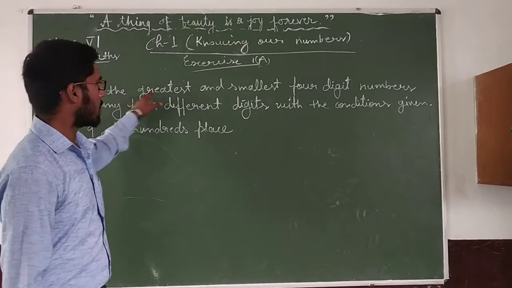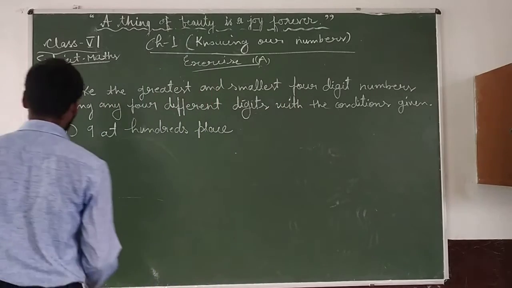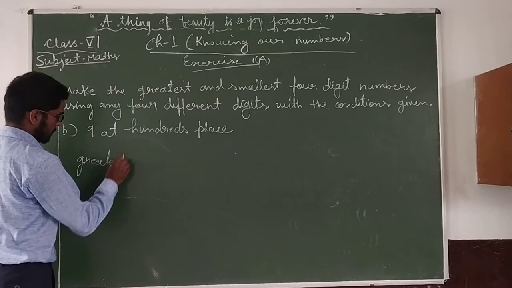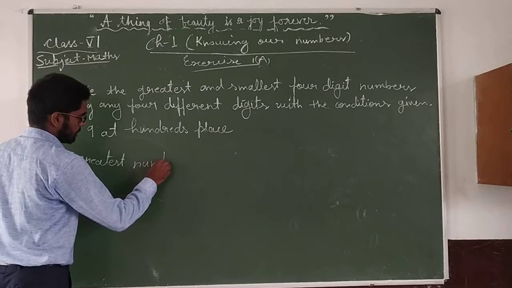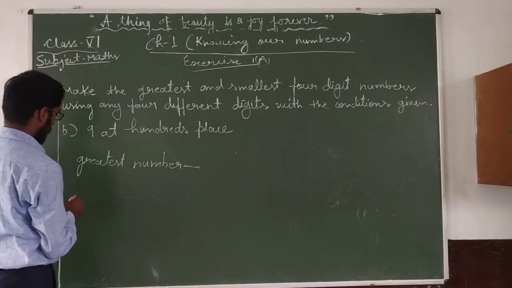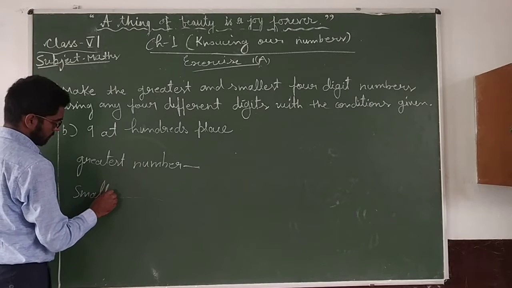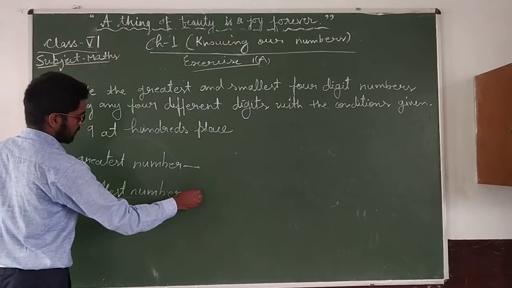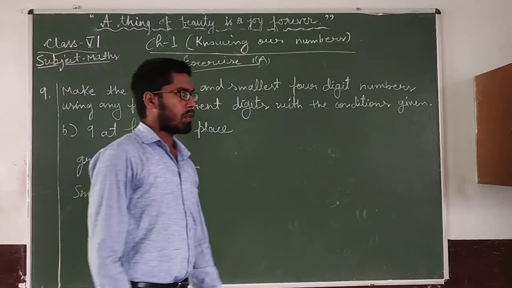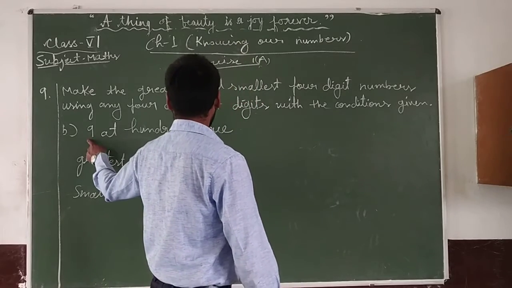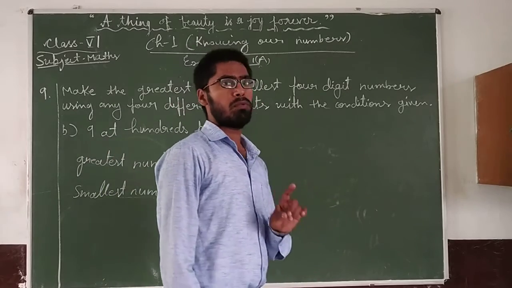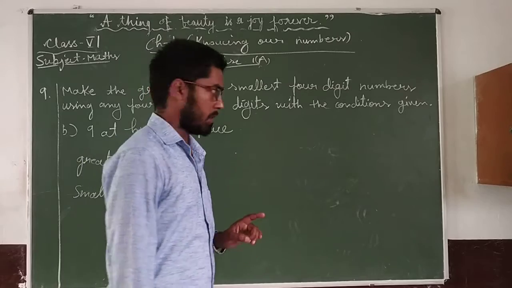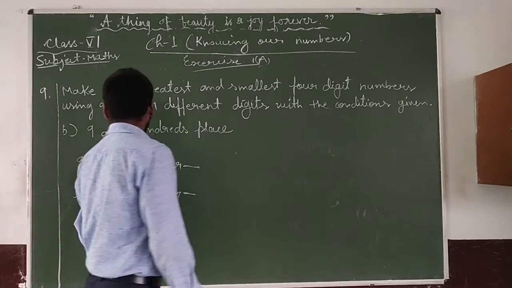Question number 9. Make the greatest and smallest. Here you will write the greatest number and smallest. But how? How will you write the greatest and smallest number? Condition is here 9 at 100 place. Means when you write both numbers, your 9 should be at the place of 100. Okay? How will you write the greatest number?